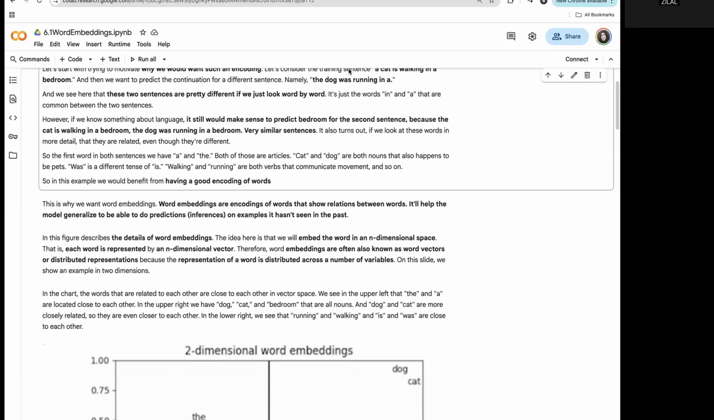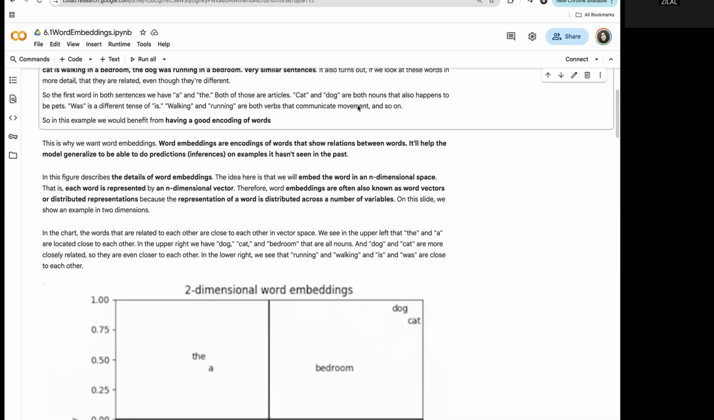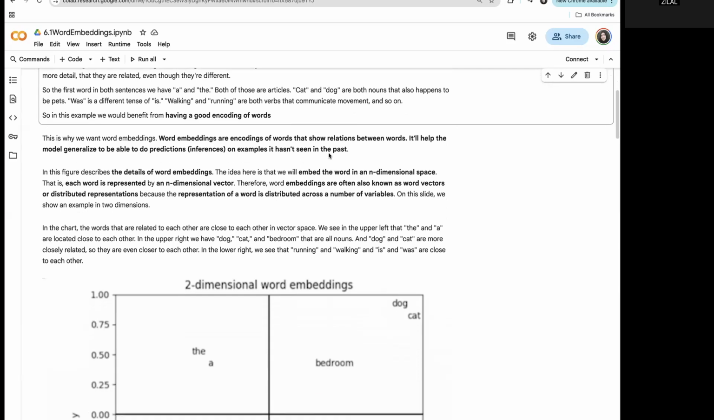It also turns out, if we look at these words in more detail, that they are related, even though they are different. So the first words in both sentences are a and the, which are articles. Cat and dog are both nouns that also happen to be pets. Was and is are different forms of the verb to be. Walking and running are both verbs that communicate movement, and so on. So in this example, we would benefit from having a good encoding of words. This is why we want to use word embeddings.